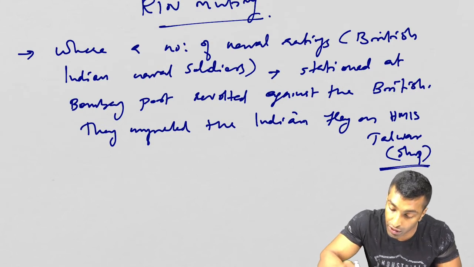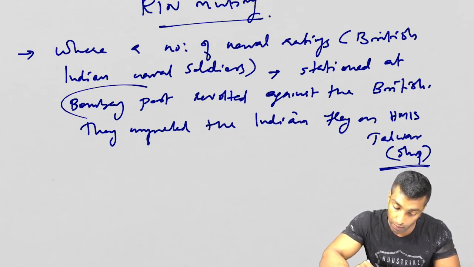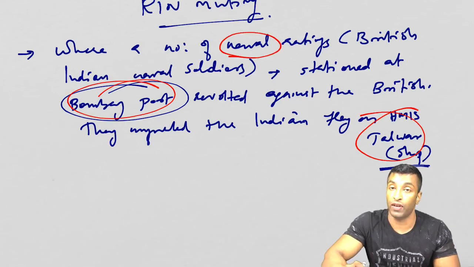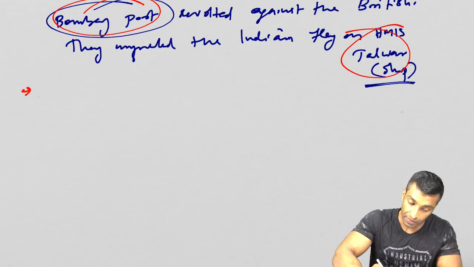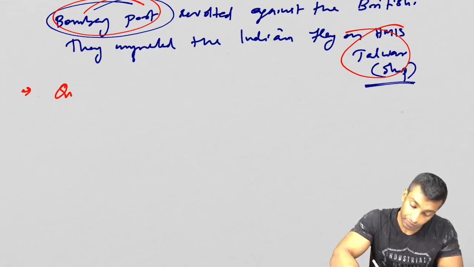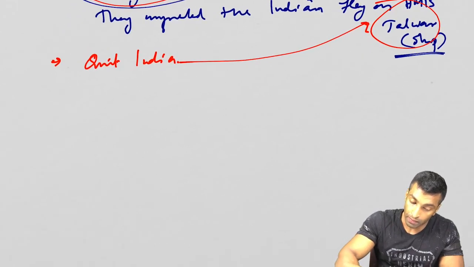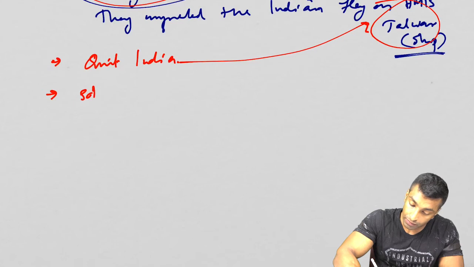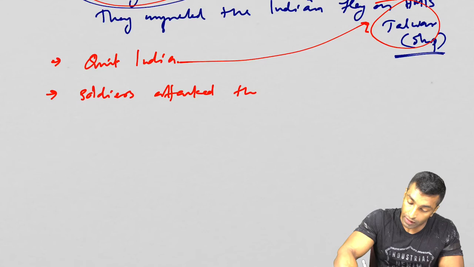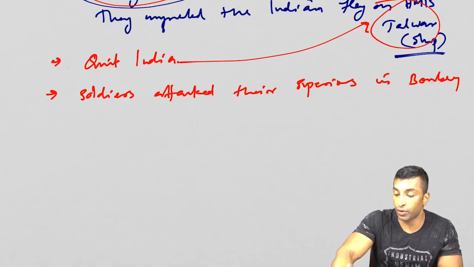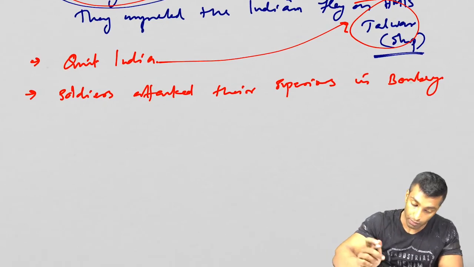These are the points which you need to remember. Where? At the Bombay port, HMIS Talwar, and Navy. Okay, so these three have to be taken care of. Then they said quit India on the HMIS Talwar. The naval soldiers attacked their superiors stationed at Bombay port.